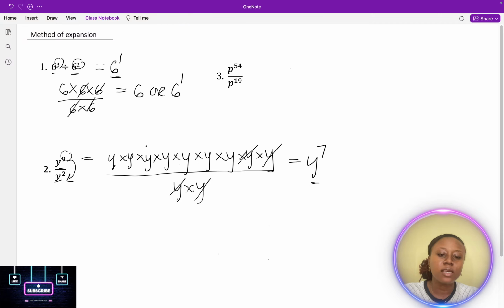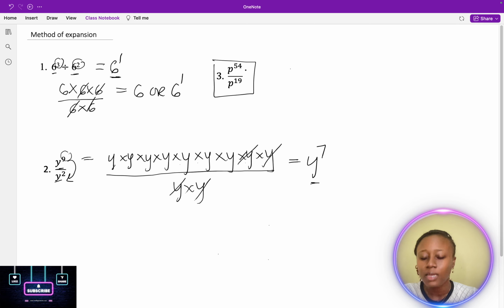Now, this expansion that we have done has a limitation because nobody wants to write out 54 p's or 19 p's. And that is why the law of division comes in handy when we have very large exponents or if we are working with negative values. And we're about to see that in the next part.